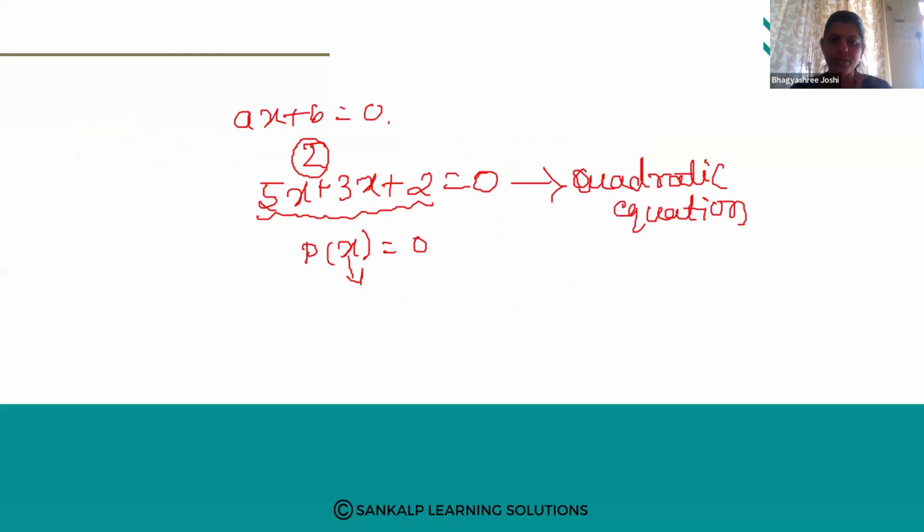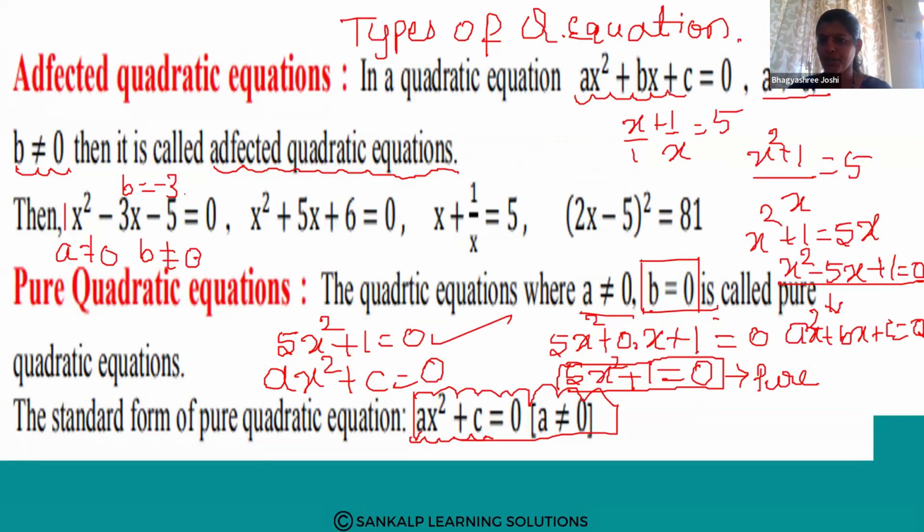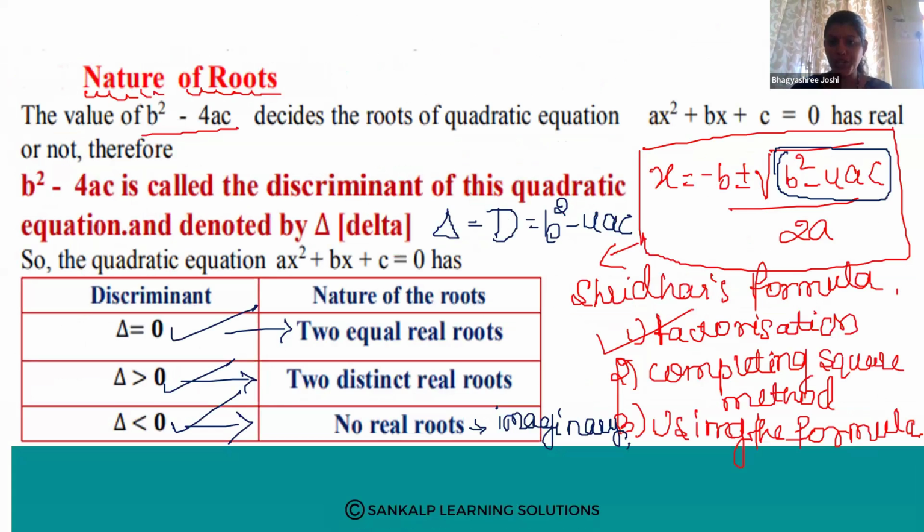In today's class, we will discuss, see, this is the standard form of a quadratic equation, that is ax square plus bx plus c equal to 0, where a is not equal to 0. This is very important. And two types of quadratic equations are there, that is affected quadratic equation and pure quadratic equation, right? Then nature of roots.